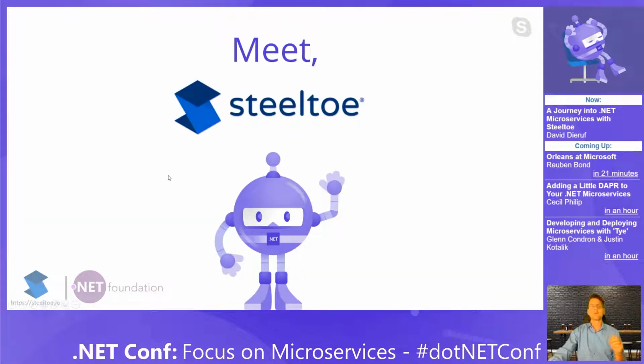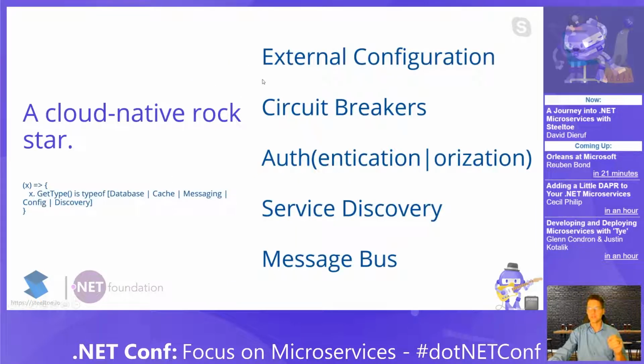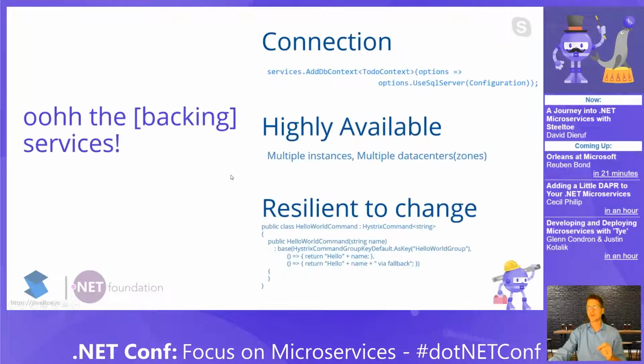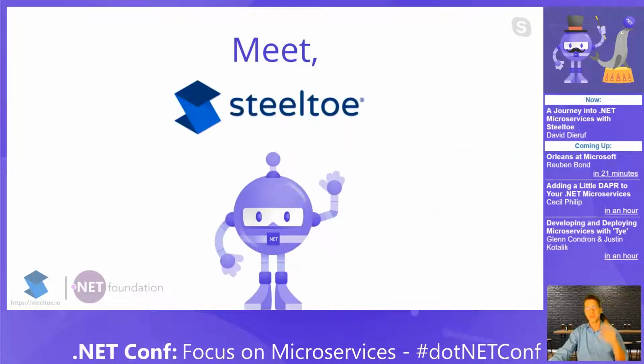Yeah, okay. All that is a lot of code, right? I mean, consider this. External configuration, circuit breakers, authentication. Let's go back one more. Connection to my database, being highly available, resilient to change. As Kelsey was saying, this is all stuff that you should not be dealing with. This is all code. You haven't written any business logic. You haven't done anything for your actual job yet. You've just written all this stuff to manage all this.